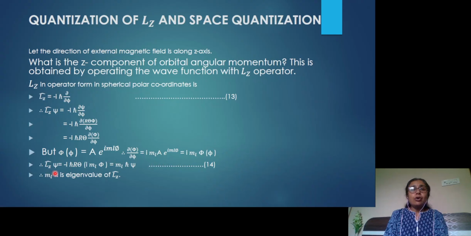So it is i ml into phi. So Lz operating on the wave function psi gives us minus i h cross R into theta as it is, multiplied by this partial derivative which is equal to i ml phi. So R theta into phi is nothing but psi, and minus i into plus i is equal to plus 1, and h cross as it is. So ml h cross psi is the result of the Lz operator operating on psi. So ml h cross is the eigenvalue of the operator Lz, from the definition of eigenvalues.